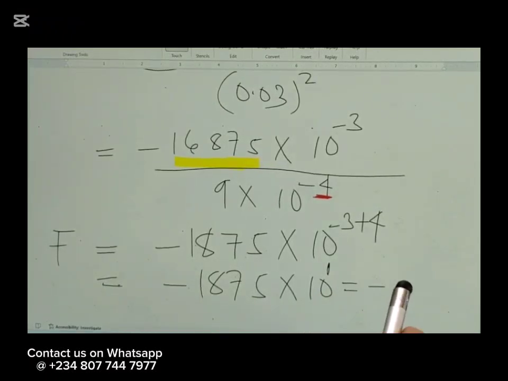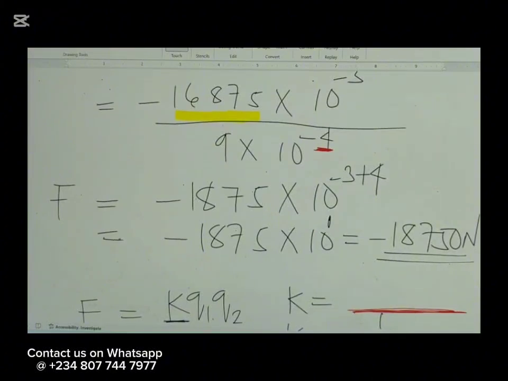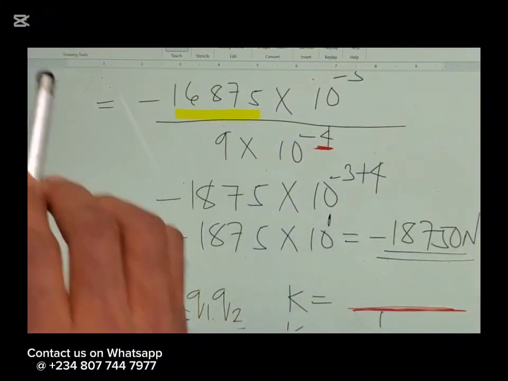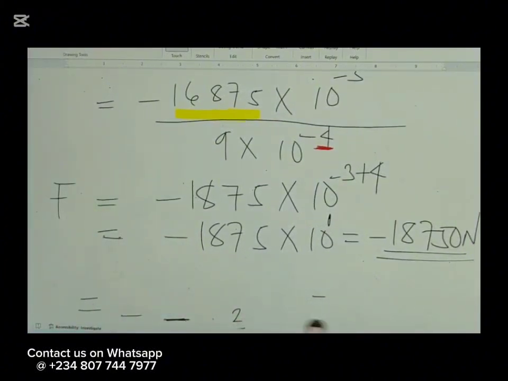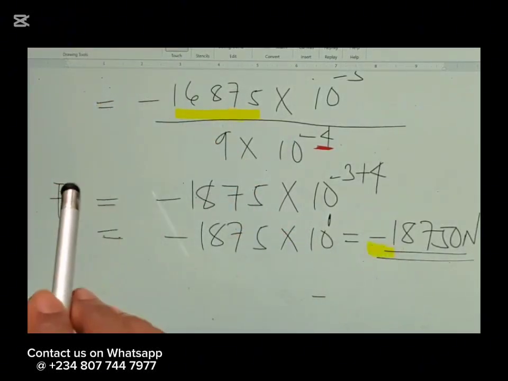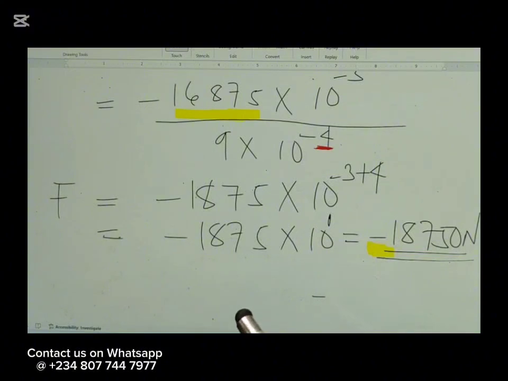So this will be minus 18750 in what? Newtons. Okay, this is the answer here. So our answer is minus 18750 Newton. The direction of this force is in the negative direction. Why? Because of this negative sign here. Okay, so this is how we solve our question on electrostatic force.